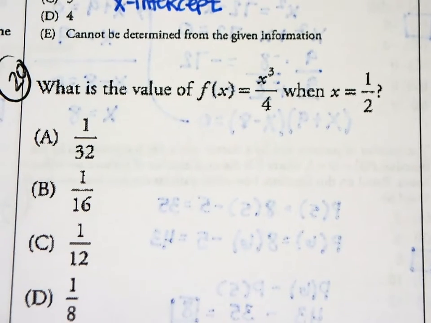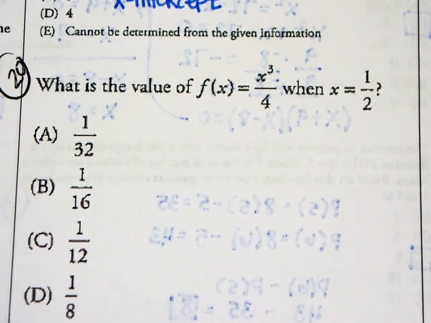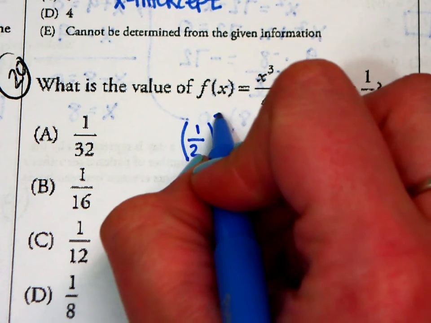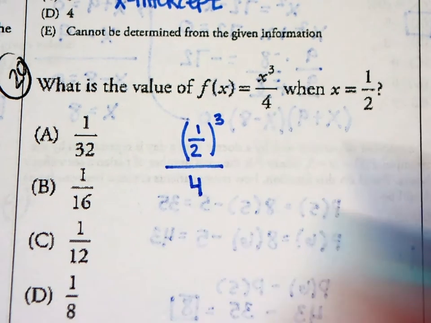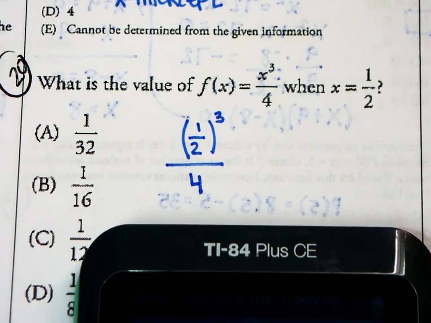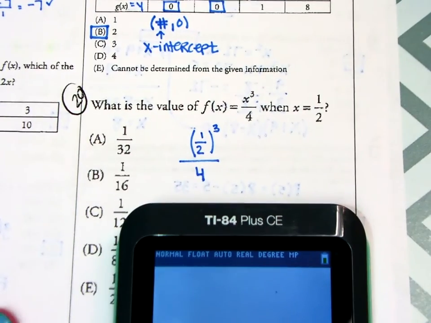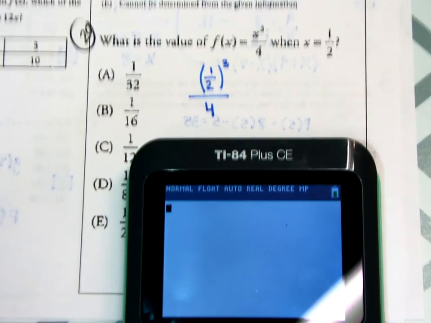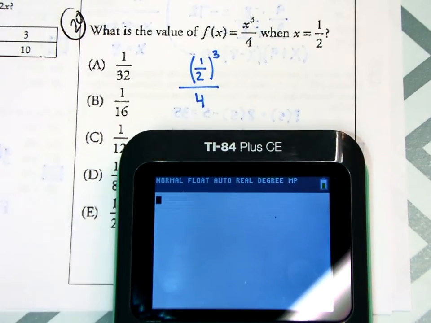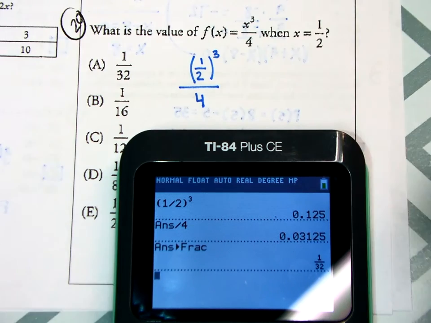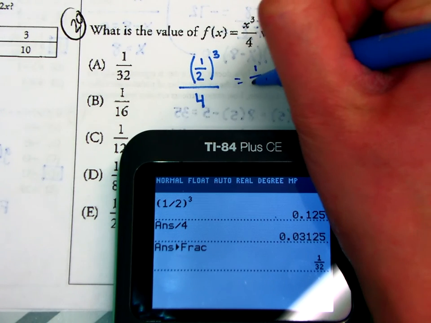Number 20, we're basically just evaluating this function for 1/2. So this becomes 1/2 quantity cubed divided by 4. So if you're going to do it in your calculator, which you totally can, I'm all for that, I would recommend just doing it in pieces. So the first thing I would do is raise the 1/2 to the third, and then in my calculator, I'm just going to hit divide by 4. Math, enter, enter. We'll change that to a fraction of 1/32.